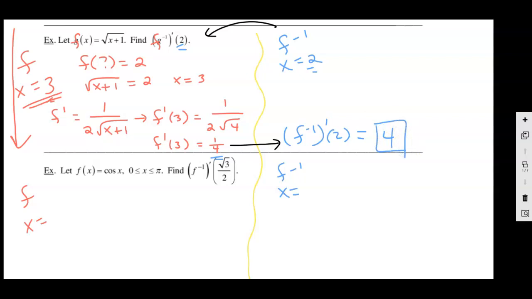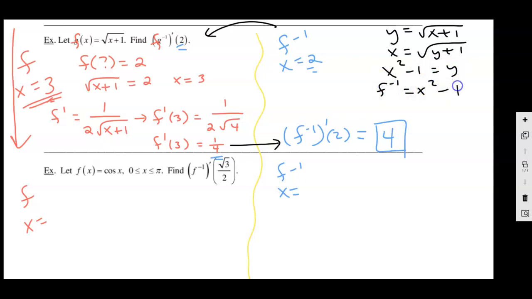Okay, would I have been able to just brute force this one? Yes. Right, here's how we could have done it. Remember, my original function was square root of x plus 1. I could have solved for the inverse. That's not too bad. X squared minus 1 is going to be y. So there's your inverse function, x squared minus 1.